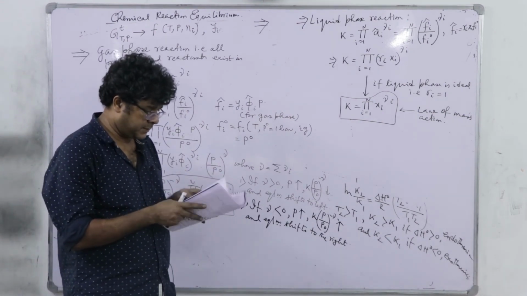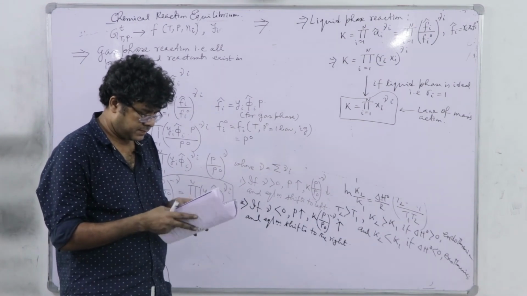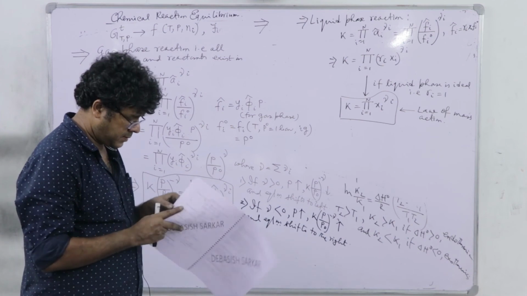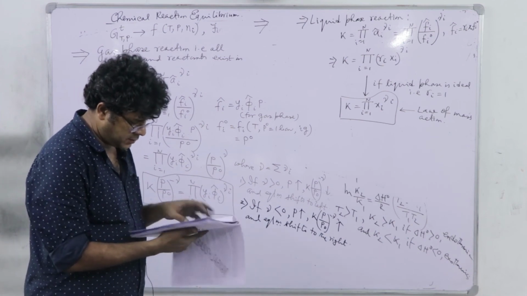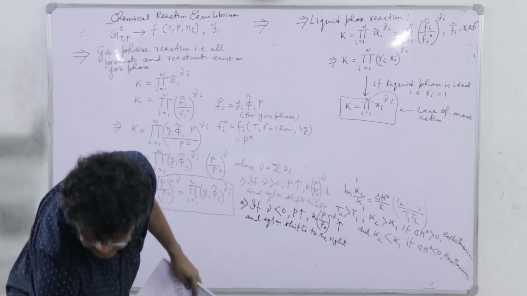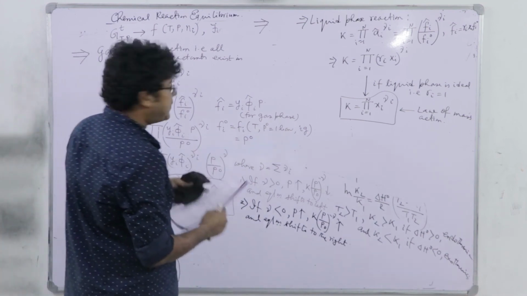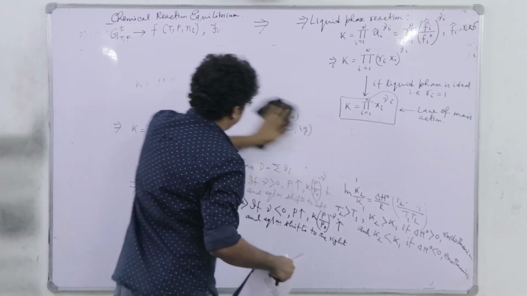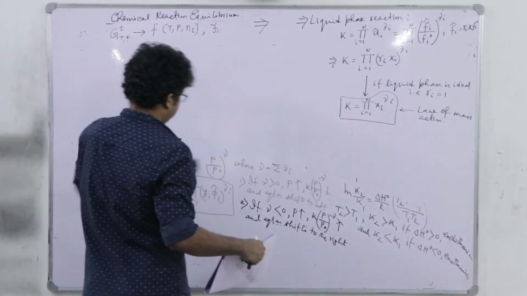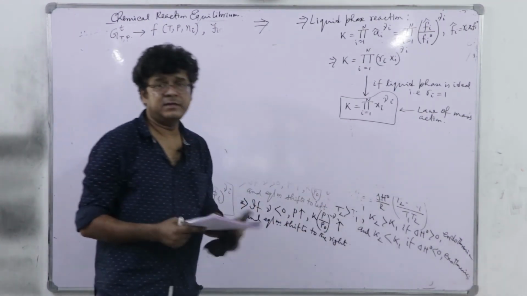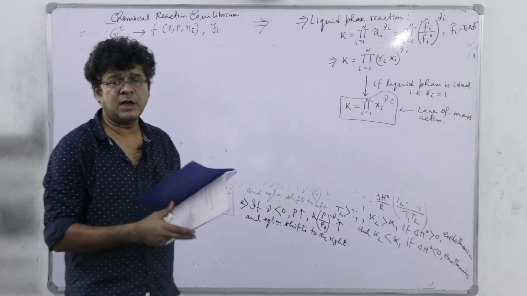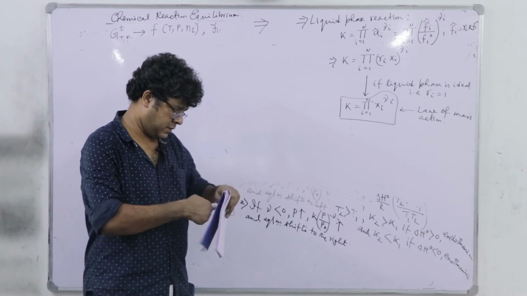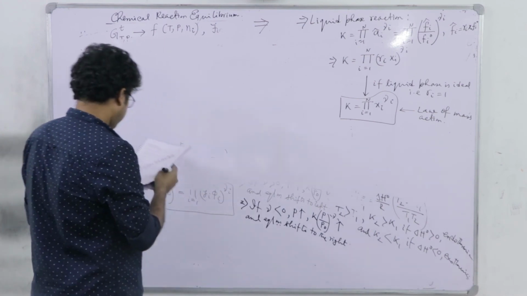So let me solve one of the problems for you. We'll have a different problem solving session maybe the next day, after we complete the only remaining topic, that is the PVT behavior of species. So what is the problem?